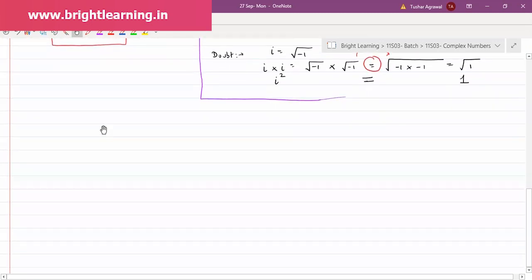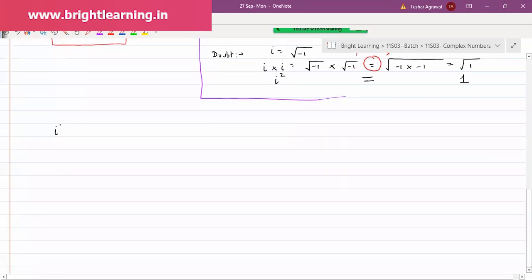So now if i square is defined to be equal to -1, can you tell me some powers related to i? So i raised to 1 will be equal to i. What will be i square? Sir, i square we already know. i square is equal to -1 by definition.